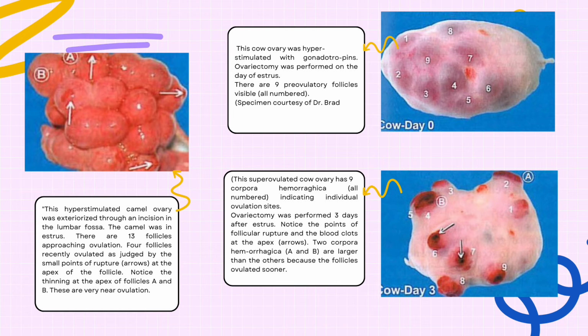exteriorized through an incision in the lumbar fossa. The camel was in estrus. There are 13 follicles approaching ovulation. The picture on the top right is the cow ovary that was hyperstimulated with gonadotropins. Ovariectomy was performed on the day of estrus. And last, the picture on the bottom left is a superovulated cow ovary that has 9 corpora hemorrhagica, all numbered, indicating individual ovulation sites. Ovariectomy was performed 3 days after estrus.